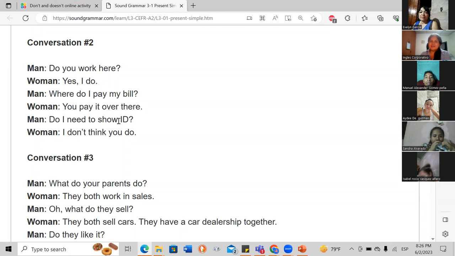Do you know what is ID? Identification document. Es un documento de identificación. ID. Como el DUI del Salvador.